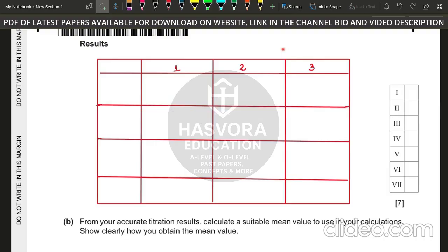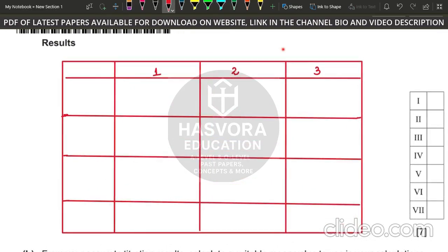Then let's just zoom in. This is going to be your final burette reading, and the unit is going to be centimeter cube. Then this is going to be your initial burette reading, and the unit is going to be centimeter cube, and it is necessary to mention the unit.